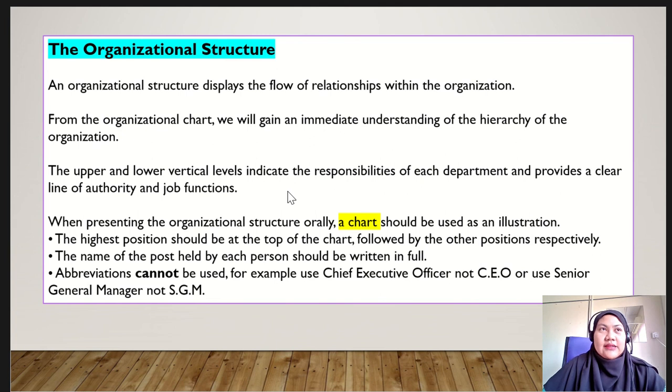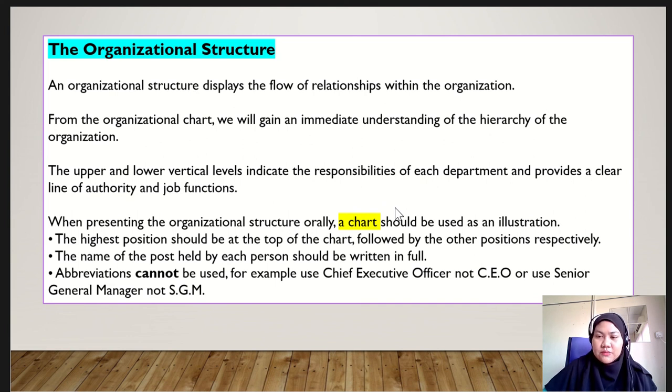Many times people do not know who the bosses are, and who they answer to. So if the organization has an organizational structure, things will be very clearly explained. It provides a clear line of authority as well as job function.